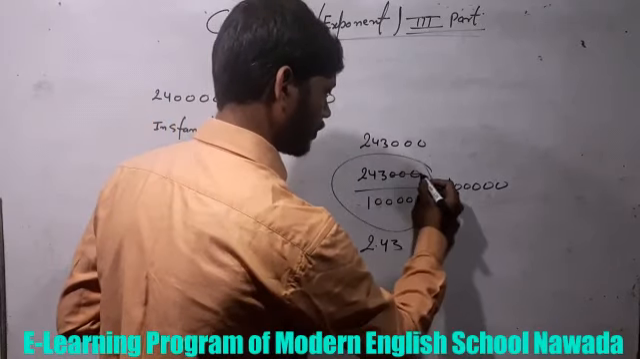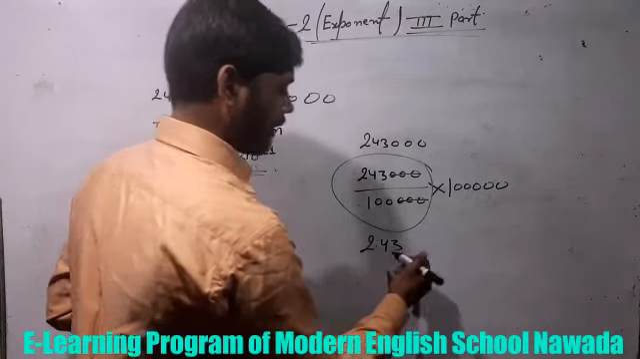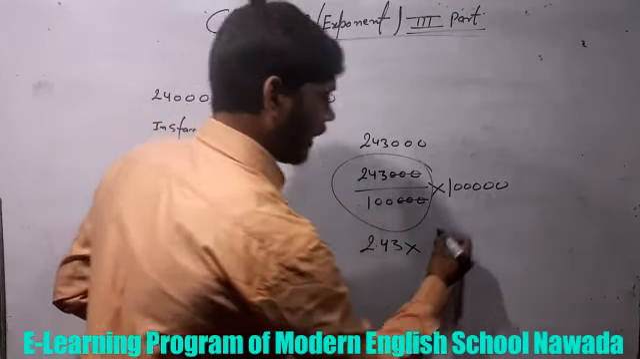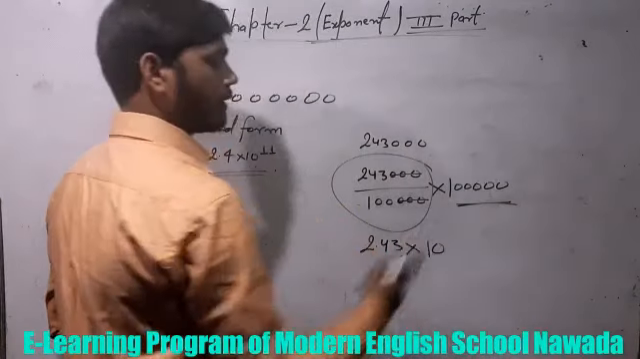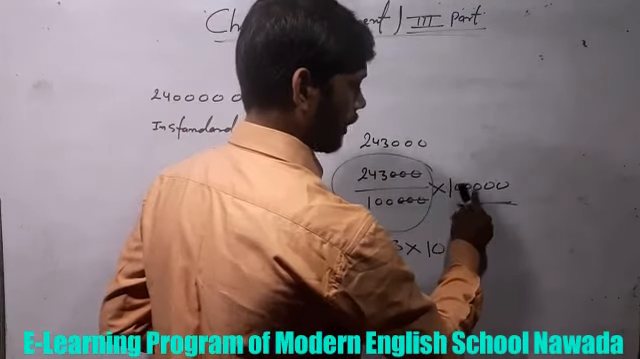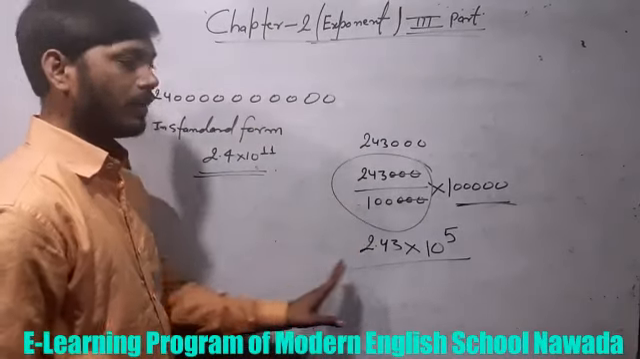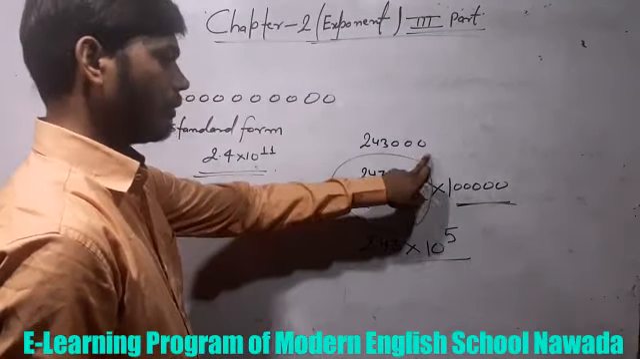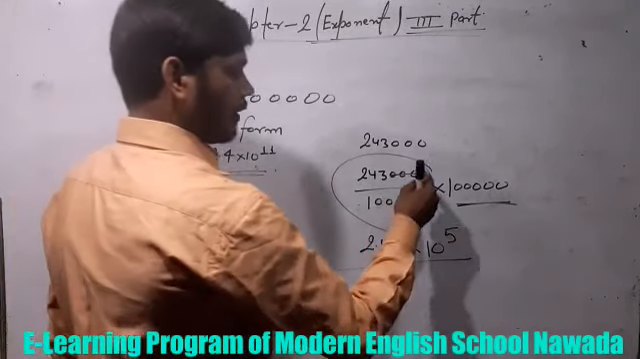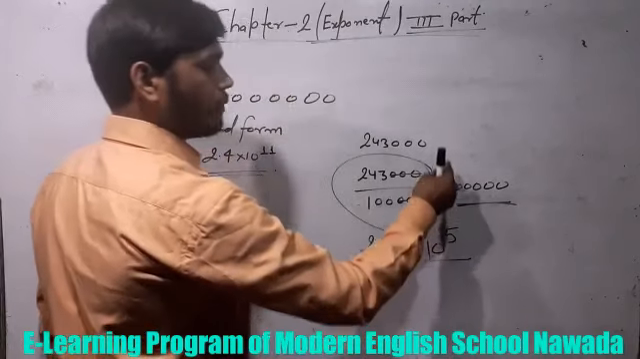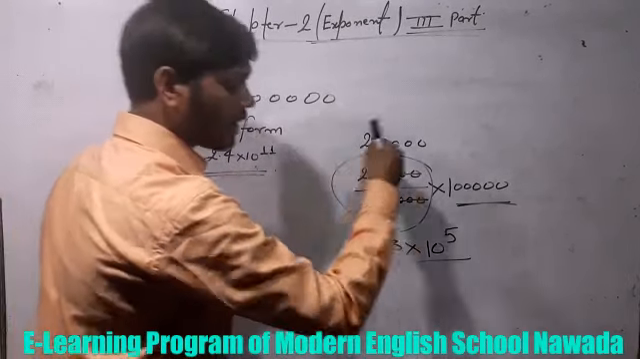2.43. Suppose at this point we cancel, and 2.43 is written into 10 to the power 1, 2, 3, 4, 5, that is 10 to the power 5. Understand? So by this rule, you take the power positive when the point comes from right to left. Its opposite follows.